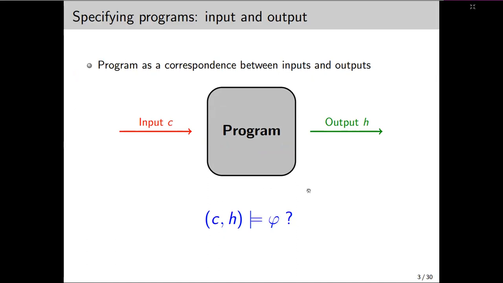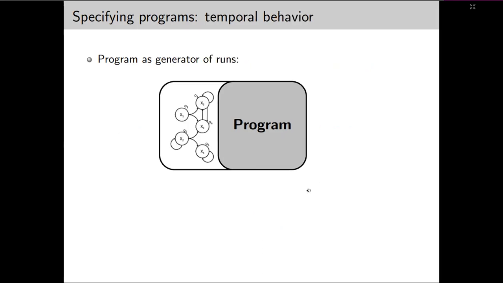So we can write some formula in some logic, doesn't matter which, such that it represents some relationship between the pair. On the other hand, we can look inside the program. And if we have the access, then we can model the program as, for example, a transition system, as is usually done. And then we can look at the runs that this transition system generates. And then the behavior of the program becomes the set of these runs.